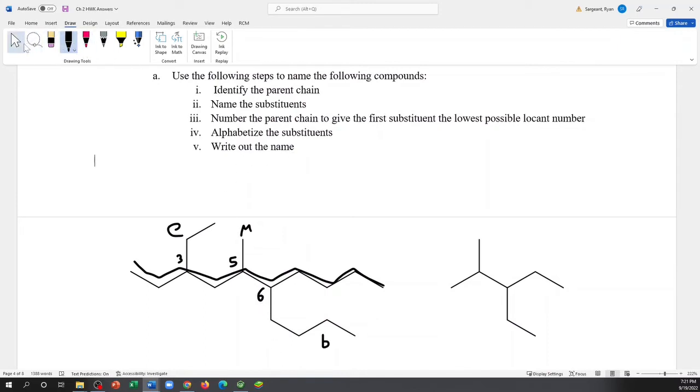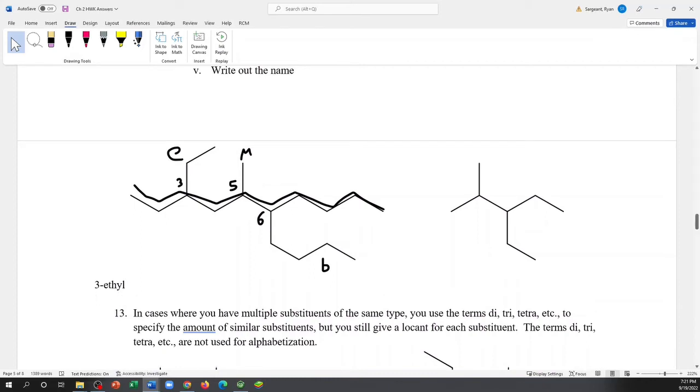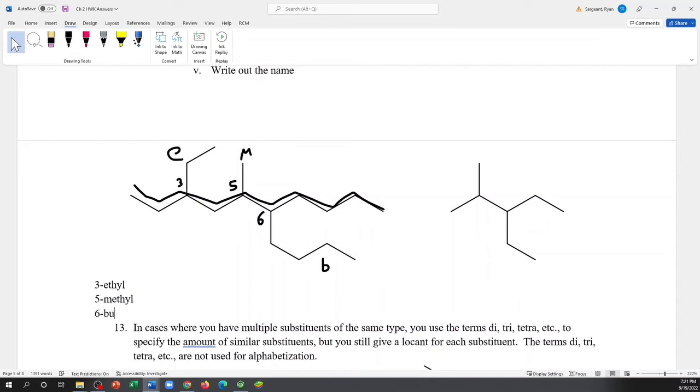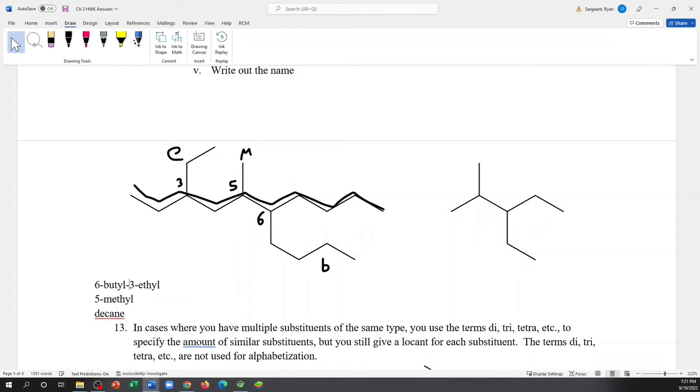Now we alphabetize the substituent names and write out the full name. So that means that I have a 3-ethyl, and I also have a 5-methyl, and I also have a 6-butyl. And then the parent chain name is decane. Now I have to put these 4 pieces together. Decane definitely goes last. But of these ones, the butyl is alphabetized by the letter B, so it's B-E-M. That's how the alphabet works, and so that's how I'm going to put these together.